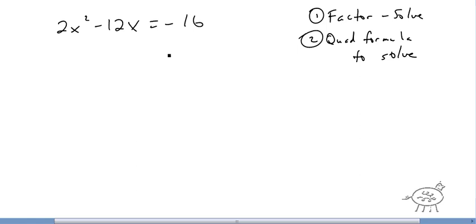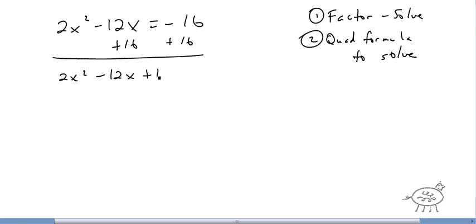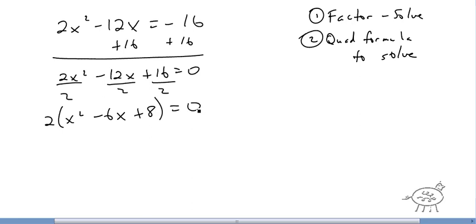Okay, well, the first thing I'm going to do is move that 16 over. So I'm going to add 16 to both sides. Then I got 2x squared minus 12x plus 16 equals 0. And I see I can take out a 2, so I'm going to do that. So 2, and then I got x squared minus 6x plus 8 equals 0. Okay, so I can factor this. It's plus 8 and minus 6, so it's minus minus. And 4 times 2 is 8, and negative 4 minus 2 is negative 6, so 4 and 2.